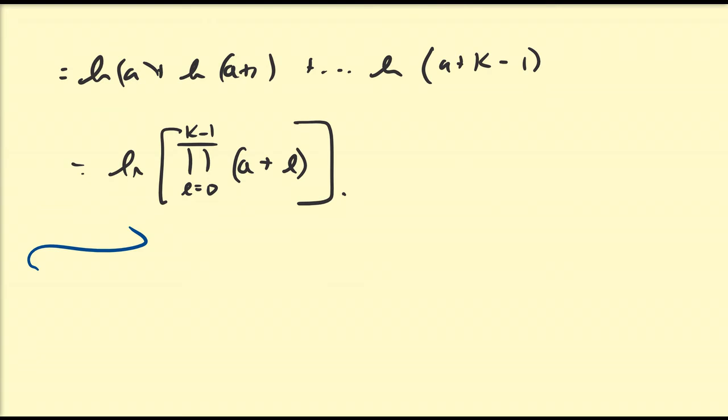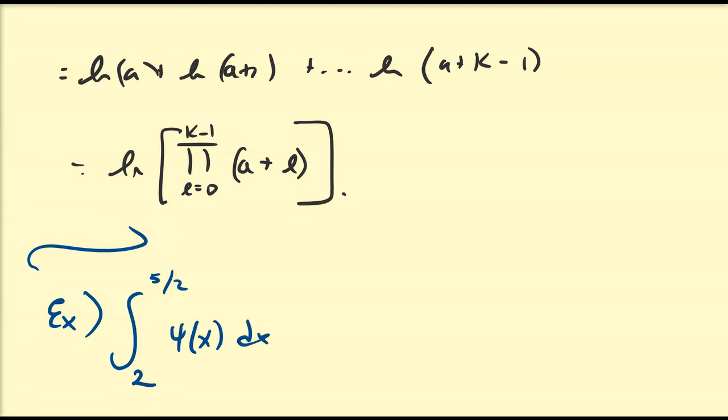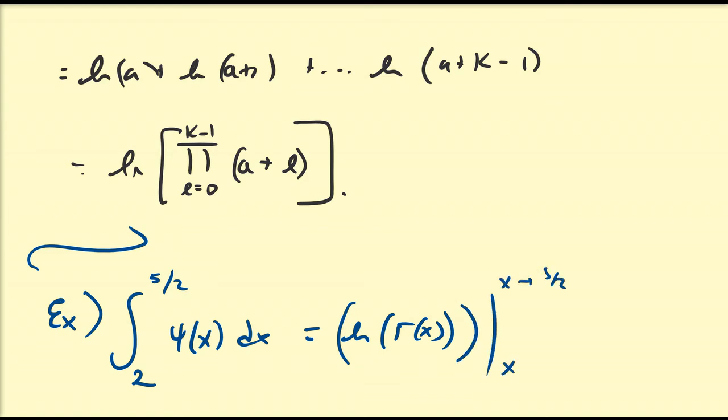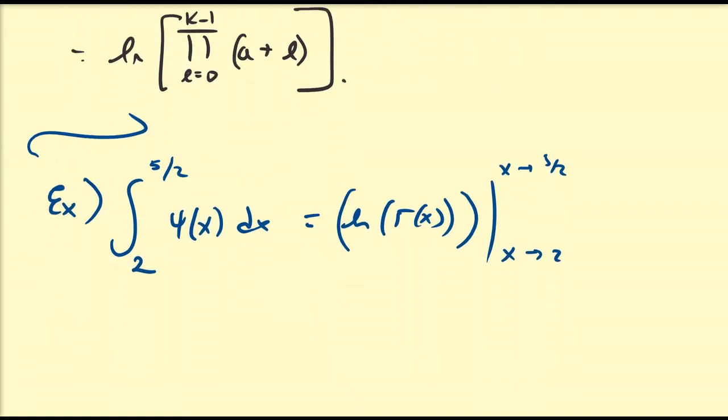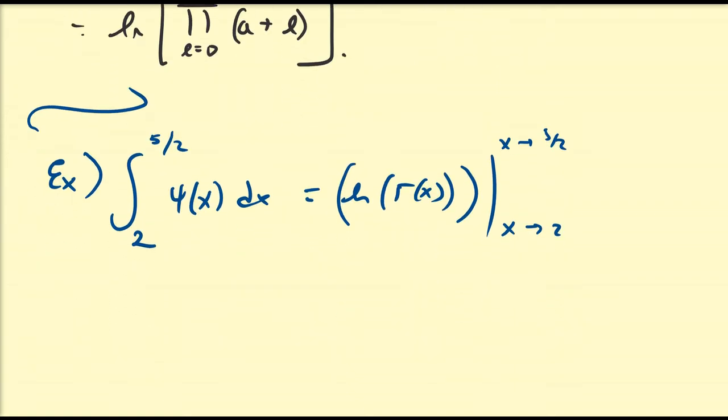Now, what if it's not an integer or a natural number that's being added to the base? So let us assume we have something weird, like the integral from 2 to, say, 5 halves. So the integral from 2 to 2.5 of digamma of x dx. We can show that this is just going to be equal to the natural log of gamma of x, evaluated as x goes to 5 halves minus as x goes to 2. And let's see what this actually comes out to.